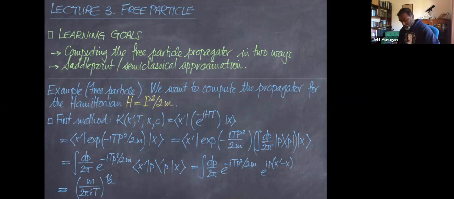Square root, e to the i m (x prime minus x) squared over 2t. So that's it, actually. That's the answer for the propagator for a free particle Hamiltonian. Any questions?